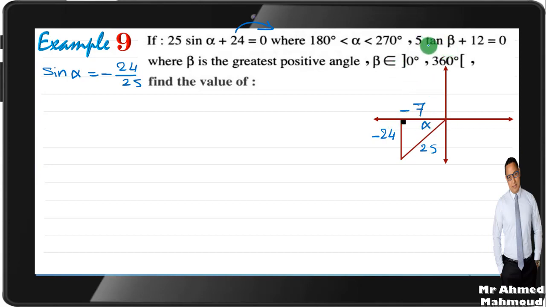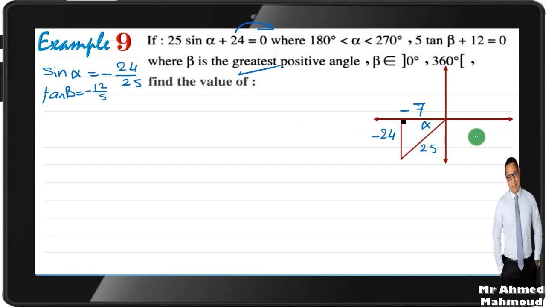Now 5 tan beta plus 12 equals 0. I will send 12 minus and divide by 5. So tan beta equals negative 12 over 5. Okay, beta is the greatest positive angle. Tan beta is negative, and tan is negative in the second and in the fourth. And he said it is the greatest. The greatest is the fourth, not the second.